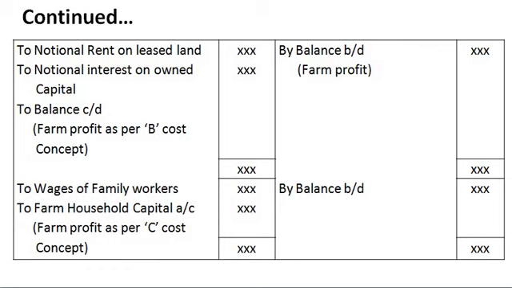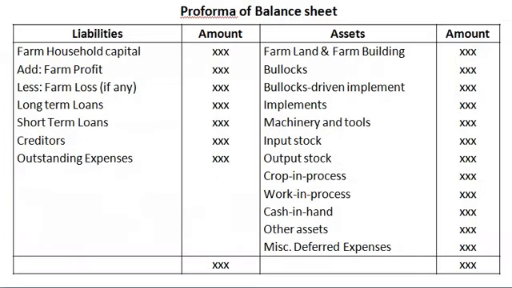And on the debit side, notional rent on leased land and notional interest on owned capital are recorded. The difference we get is farm profit as per B cost concept, that is balance carried down, and again it is brought down on the credit side. On the debit side we record wages of family workers. The difference we get is farm profit as per C cost concept, that goes to the farm household capital account.